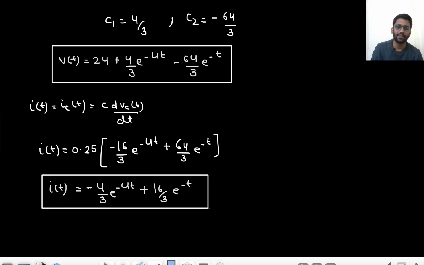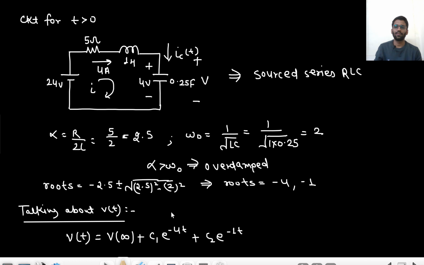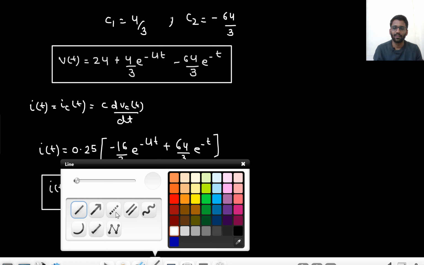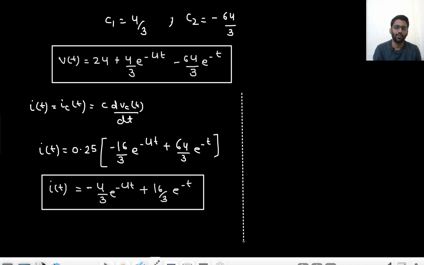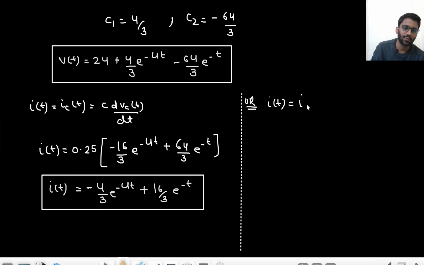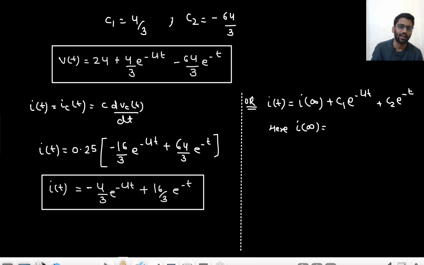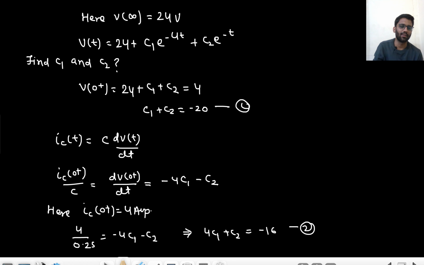Here I of infinity is 0. You can check as well. What is the value of I of infinity? Or how would you write it if you don't know the value of Vt? It would be I of infinity plus C1 e to the power minus 4t plus C2 e to the power minus t. Here, what will be the value of I of infinity? At steady state, the capacitor will be open circuited, so the current would be 0.